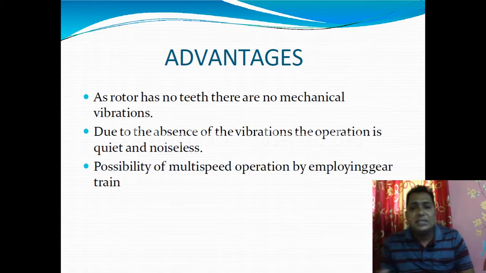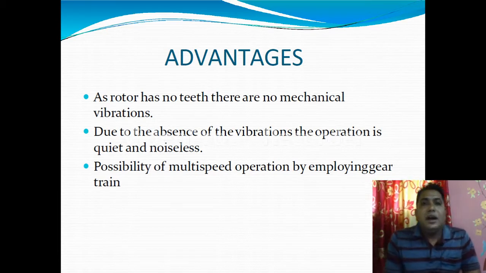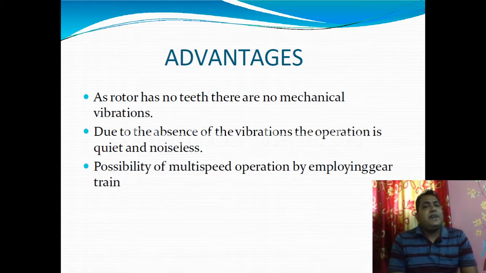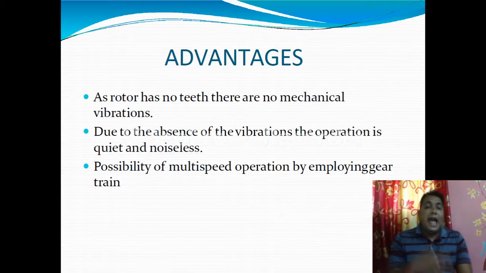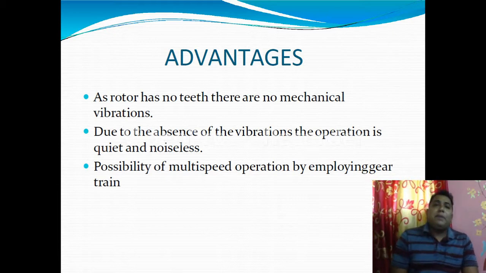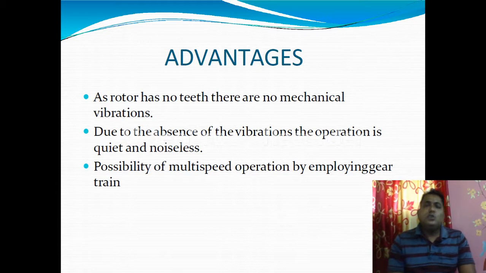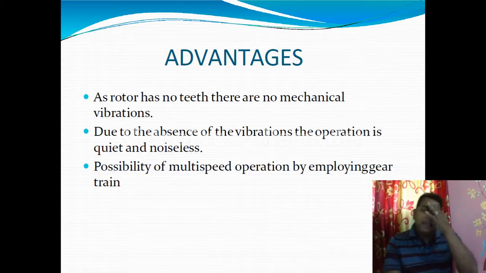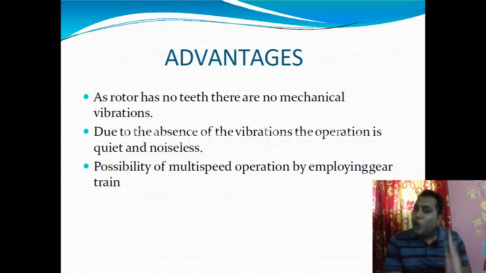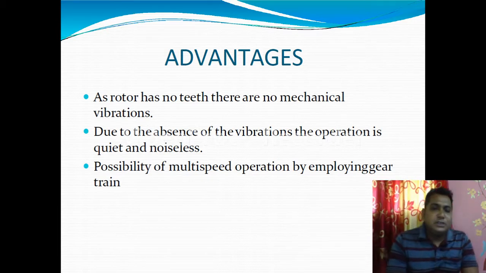In those cases, using this type of machine is very useful, because this machine doesn't have any noise. It can operate quietly, and at the same time it can operate at a constant speed. So two main things we can say: it has noiseless operation, and it can run at a constant speed. These are the main advantages of this machine.